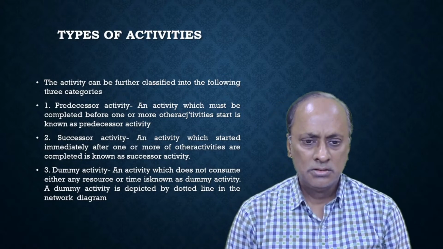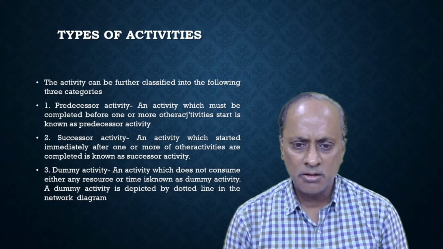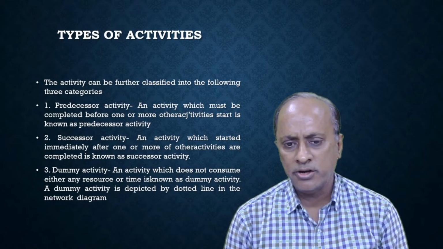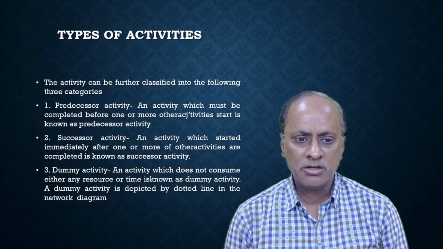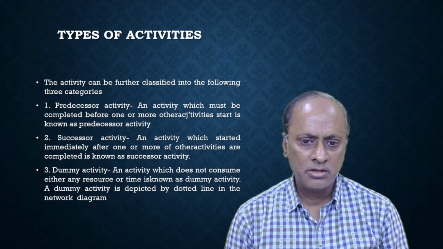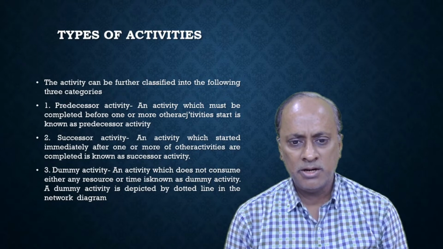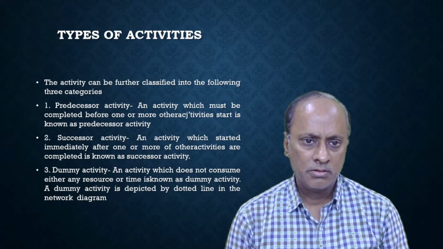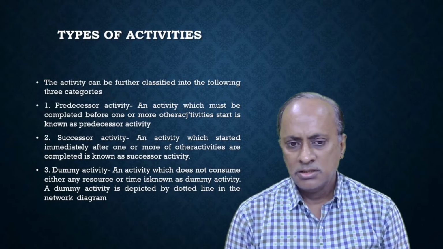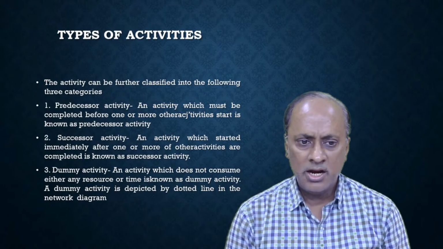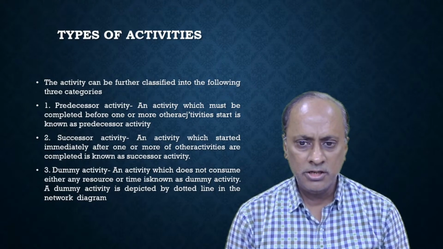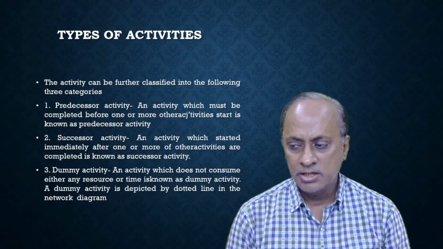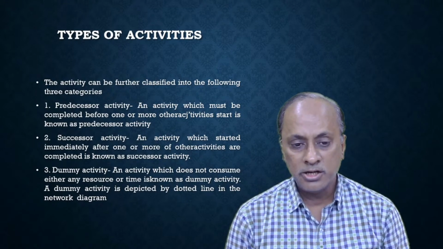Then certain activities are called dummy. What is dummy? They look like activities, but they are not actually activities. An activity which does not consume either any resource or time is known as a dummy activity. A dummy activity is depicted by a dotted line in the network diagram. Predecessor and successor activities are shown by normal lines without any dots, but dummy activity is shown by dotted lines.